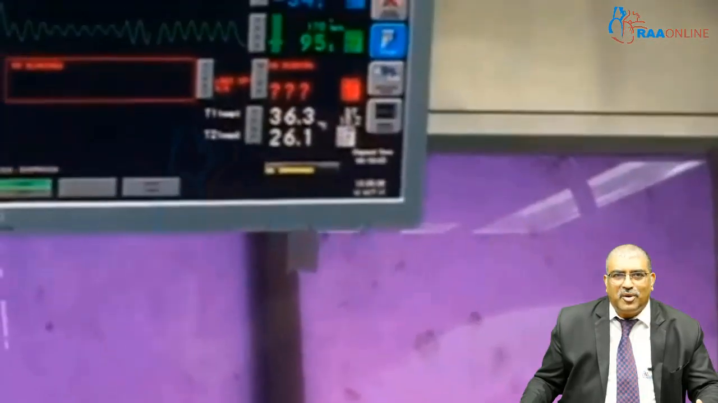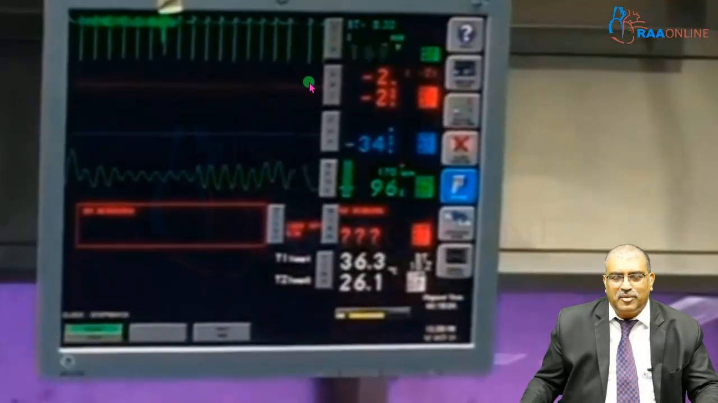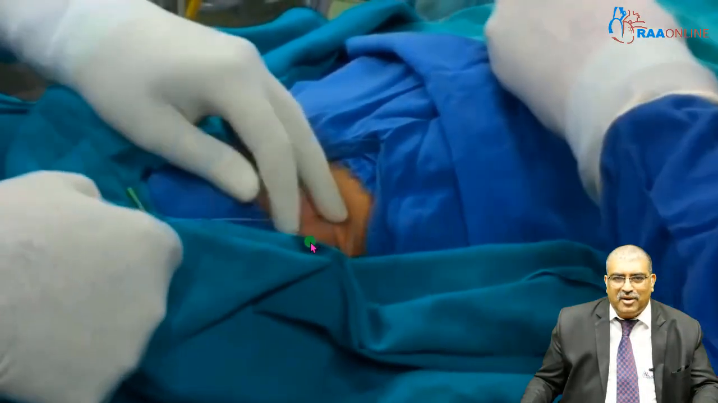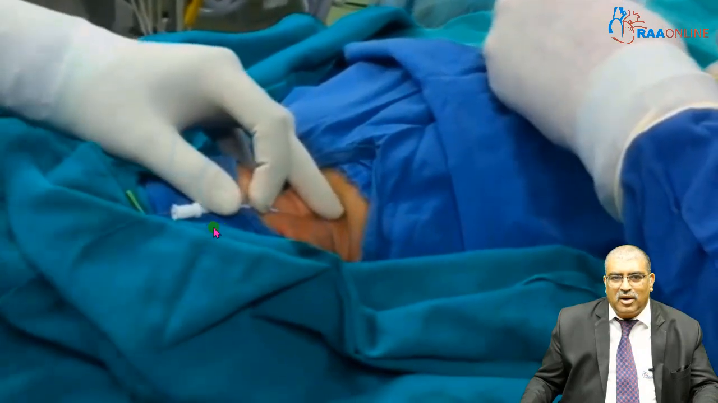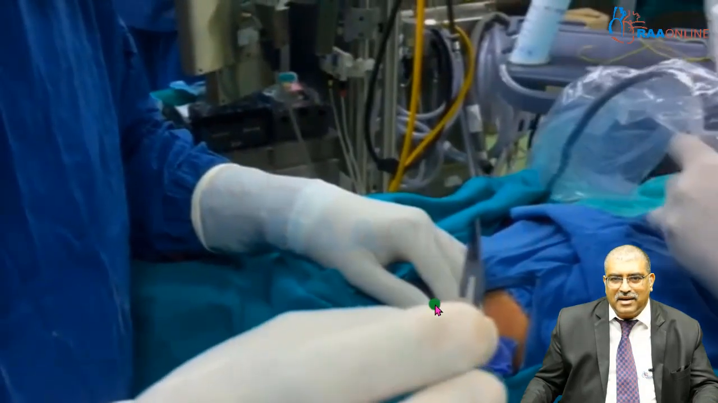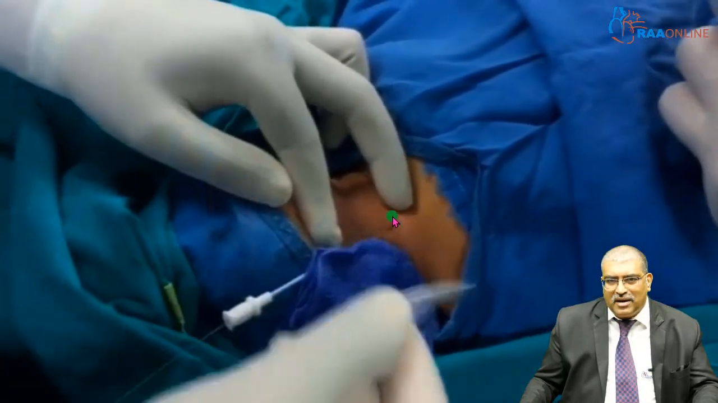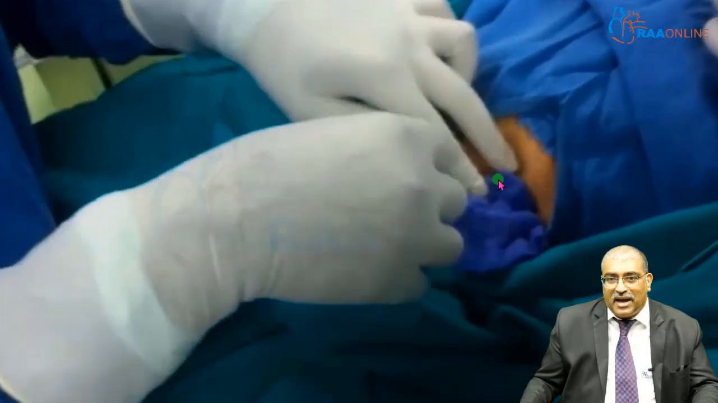Whenever you insert the guide wire, you have to look at the ECG for arrhythmias, and also you have to listen to the tone. Now as the guide wire is inserted, the cannula is taken out. Now you pass a dilator. Usually you make a small nick in the neck so that the dilator is inserted.